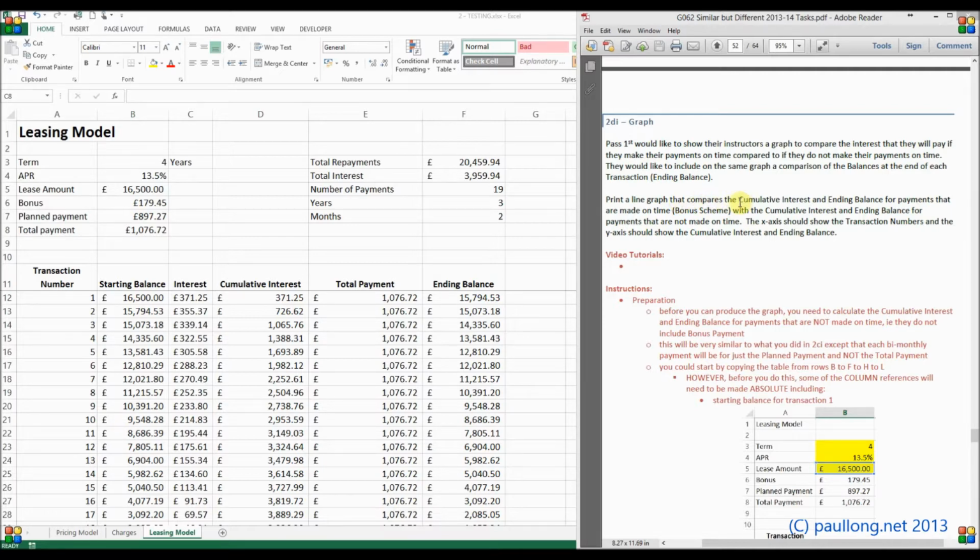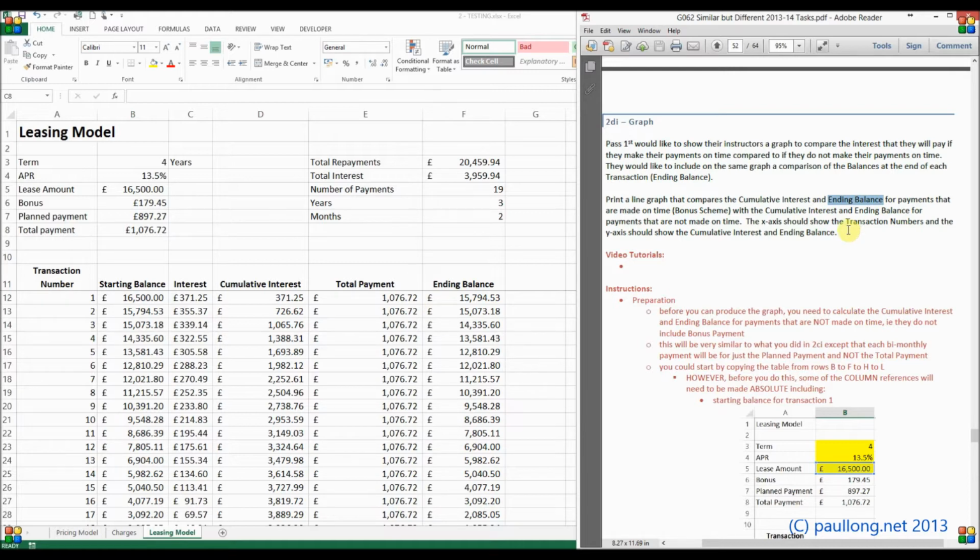On the line graph you're asked to include the cumulative interest, that's this column here, and the ending balance, that's this column here, for payments that are made on time. So these are the payments that are made on time, because this is where we've got the total payment that includes the bonus payment paid by the leasing company. Now of course, if we're going to put those on a graph, we'll also need to know which transaction number they relate to, because we'll need to have the transaction number along an x-axis, and then we'll have the data going up the y-axis for the cumulative interest and the balance.